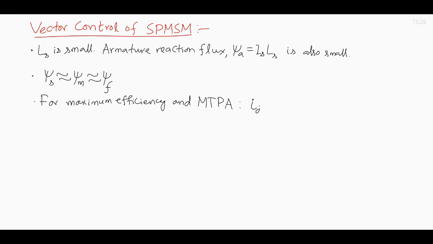IDS must be set to 0, and as IDS equals 0, Q axis stator current IQS equals stator current phasor IS. And that is the main point we can have, because IDS should be set to 0, because armature reaction itself is small. But field weakening control is not possible. So, IDS is set to 0. Let us draw the phasor diagram.